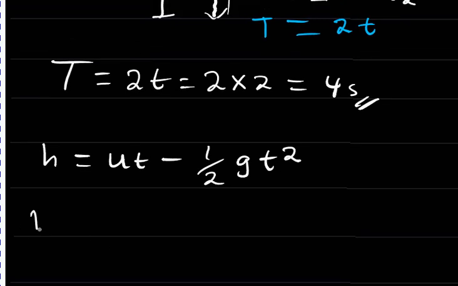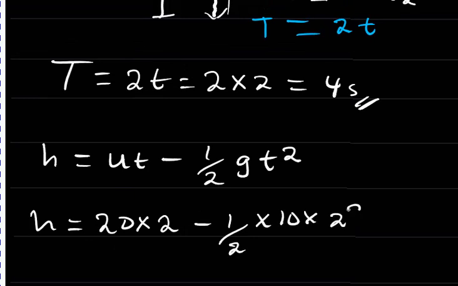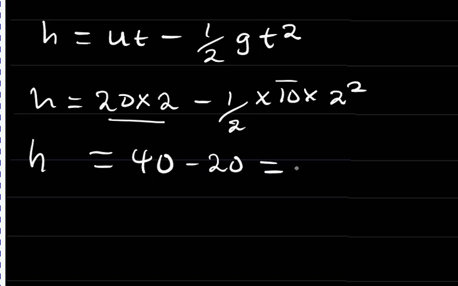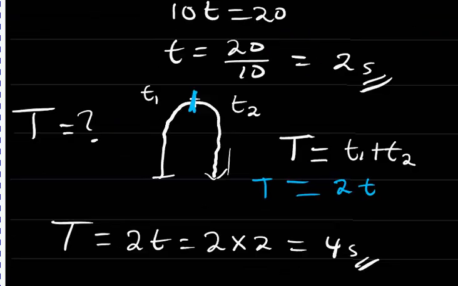So h is going to be equal to u, which is 20, times the time to reach the maximum height, which is 2, minus half times 10 times 2 squared. So h is equal to half of 10, which is 5. 5 times 4 is 20. So 20 times 2 right here is 40. 40 minus 20, which is 20 meters. So that is really very important for us to note. Please take note of this.